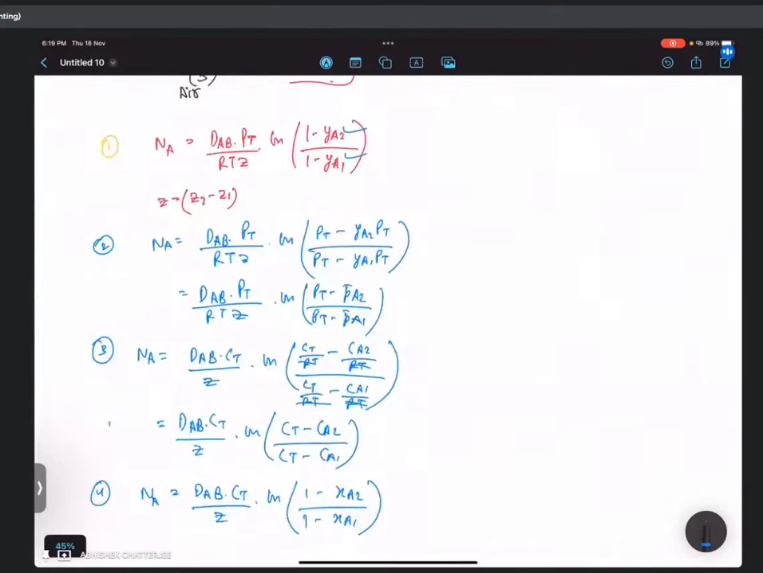I'll share the PDF. Like yesterday I didn't share. So today, after the entire diffusion is complete, then I'll share you the PDF. Okay. So you can make your notes from there. This thing is clear, no?